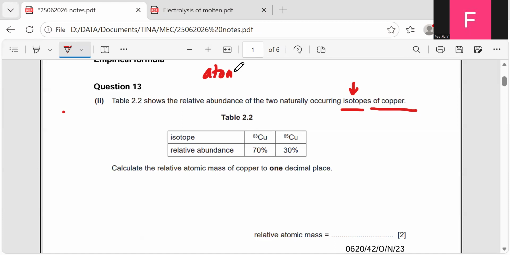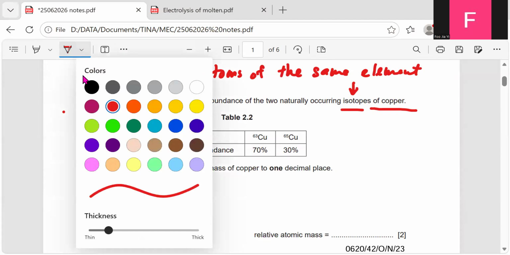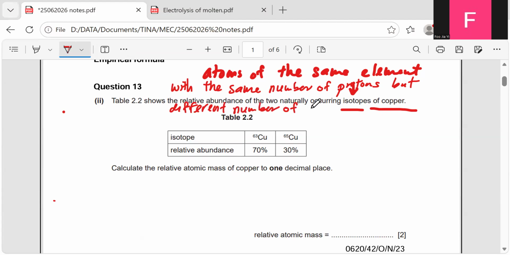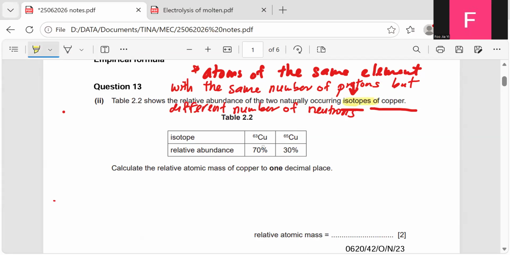One mark: atoms of the same element with the same number of protons, but different number of neutrons. So this is the definition of isotopes.